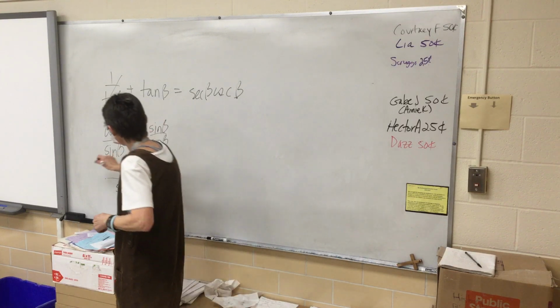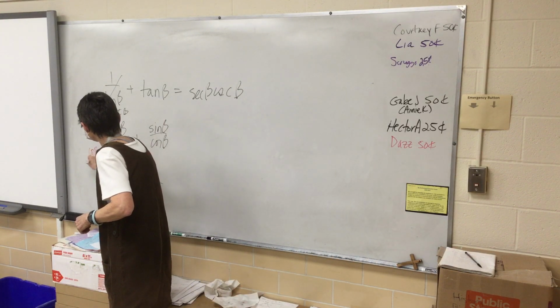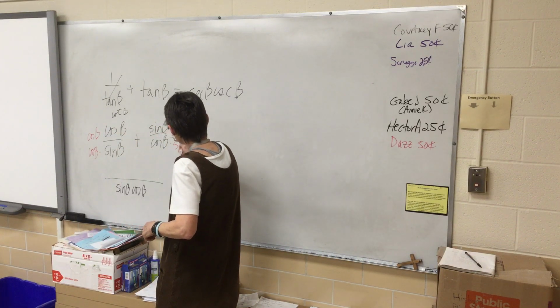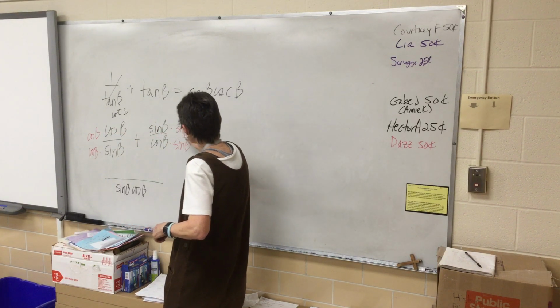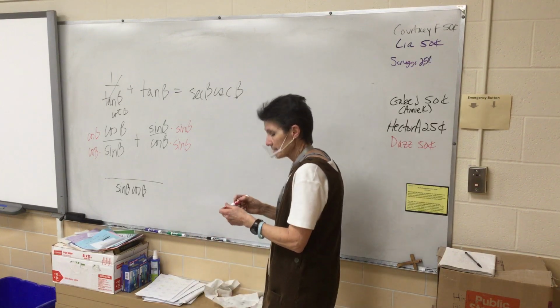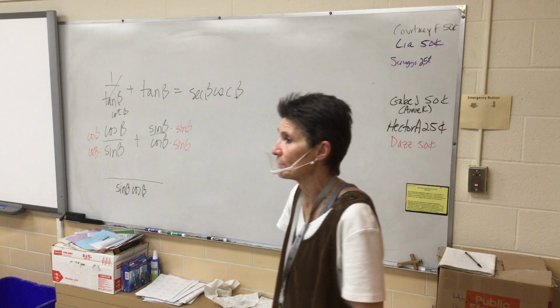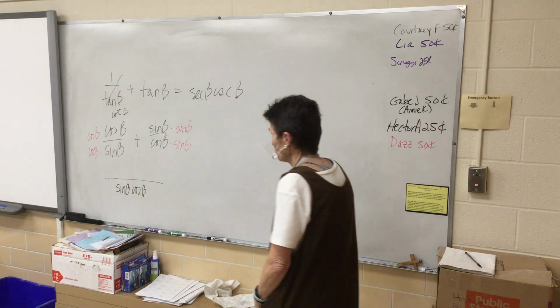So this one needs a cosine. And this one needs a sine. You have to make your denominators look alike. So you're going to multiply each one individually by whatever it needs to match the other one.